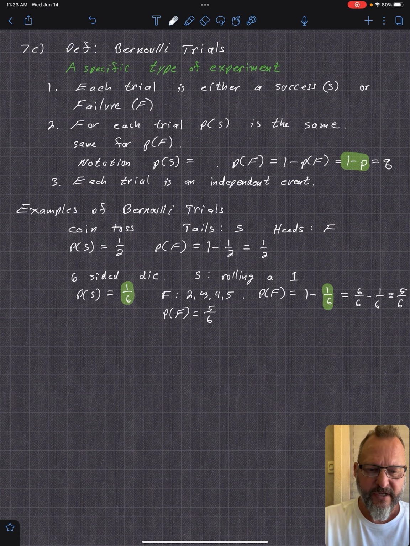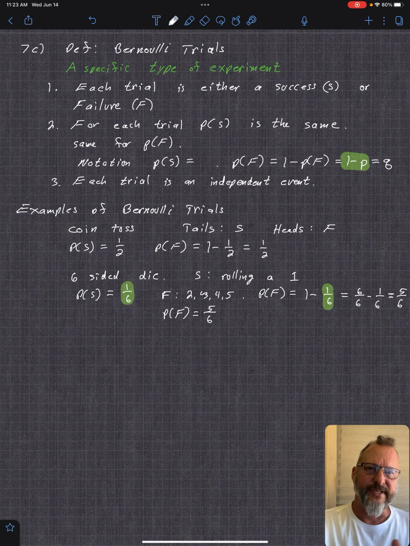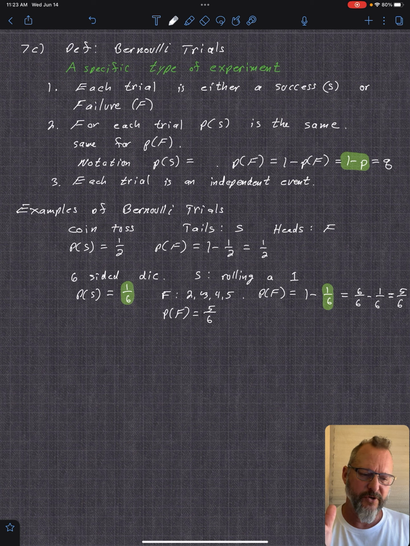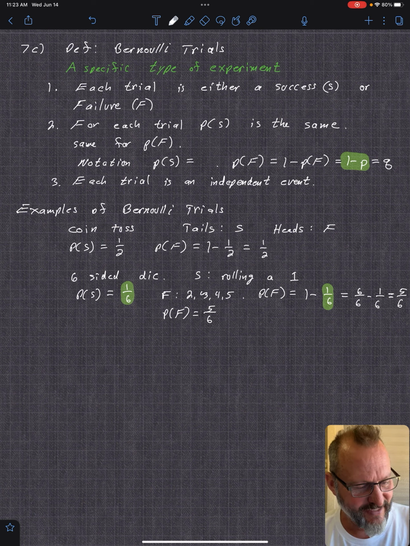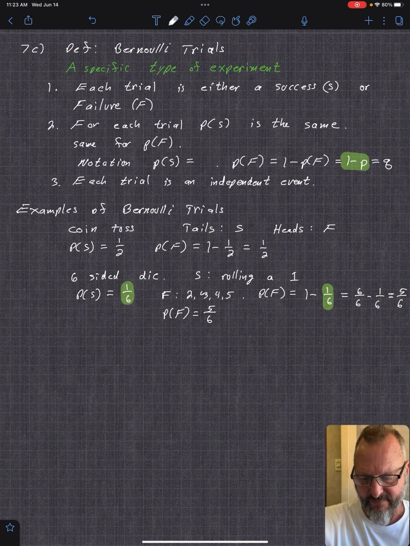And then that doesn't change through the experiment. So your die has to be the same fair die. That can't change, or you can't put in another die or something like that. That would change everything in the experiment.